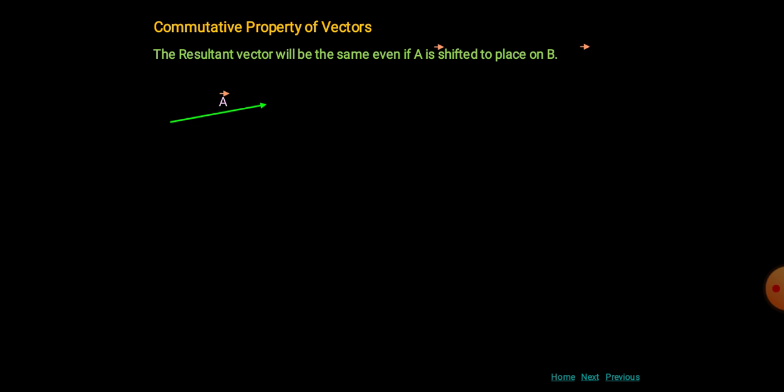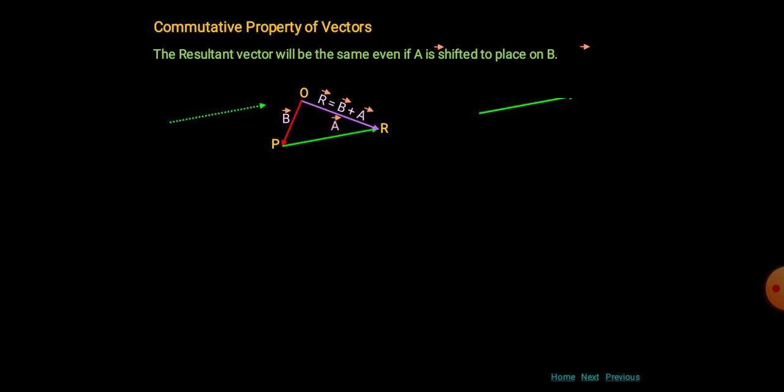Now try to understand the commutative property of vectors. Here the resultant vector will be the same even if A is shifted to be placed on B. See here we have taken the two vectors. Observe carefully. First we have taken the B vector and then we have shifted the vector A. So OP is B and PR is what? A. The resultant vector according to the triangle law of vector addition is what? The third side of the triangle, that we can take R equals what? B plus A. Why? Because B we have taken first, and then we have added A. So we can write the resultant vector R equals B plus A.